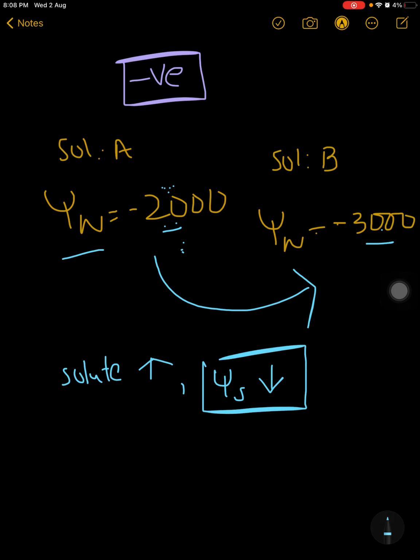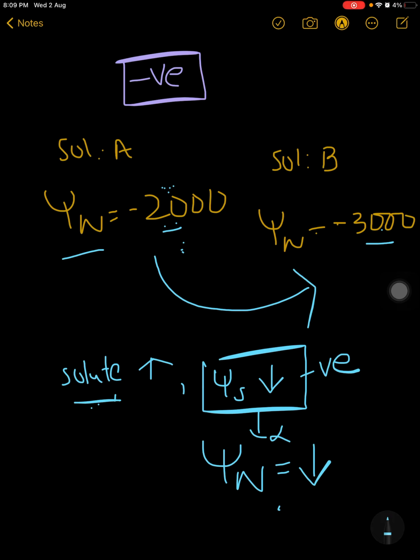If you are adding the solute, obviously the water potential will also decrease, so the solute potential is also decreasing. Why? Because if you add solute, the water potential will decrease. If you add solute, we say that the solute potential increases, but increase in negative, and increasing in negative is automatically decreasing, right? This is how these both are directly proportional. So I hope this is clear to you, this osmotic potential and this water potential.